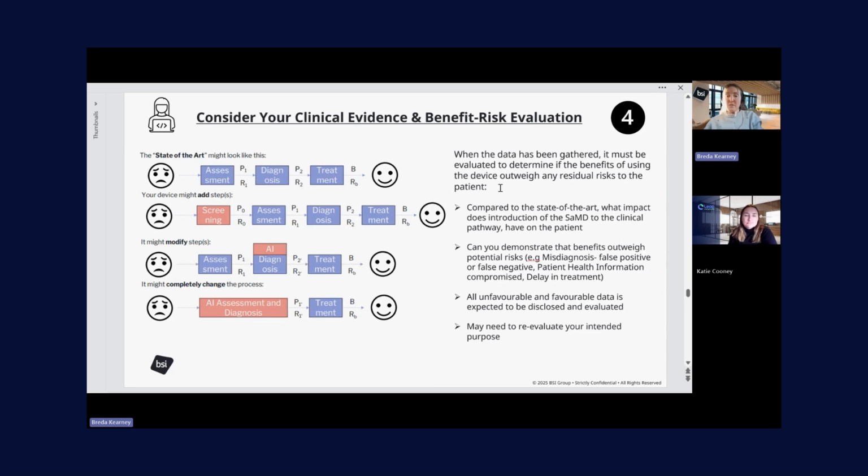So what you need to do is, compared to state of the art, clearly show what impact the introduction of the software has on the patient. Can you demonstrate that the benefits outweigh the risks? And the risks are misdiagnosis due to false positives, false negatives, delay in treatment. You need to demonstrate that all unfavorable and favorable data is expected to be disclosed and evaluated, and you may need to reevaluate your intended purpose.